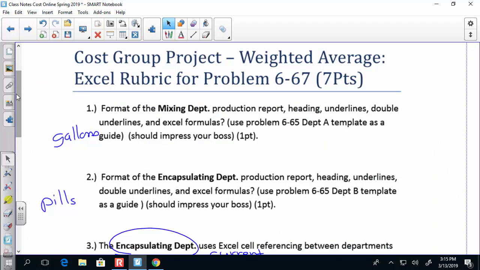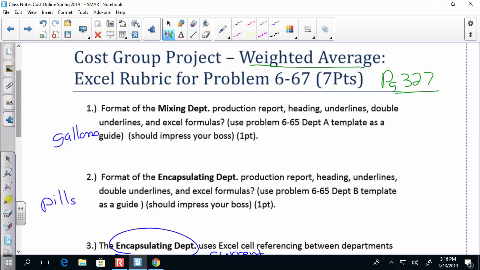You will submit just one workbook per group. In that workbook, you'll have 2 worksheets, a mixing department and an encapsulating. For problem 67, it begins or is on page 327 of our book. We are doing the weighted average method, so that's good. It's a little simpler.